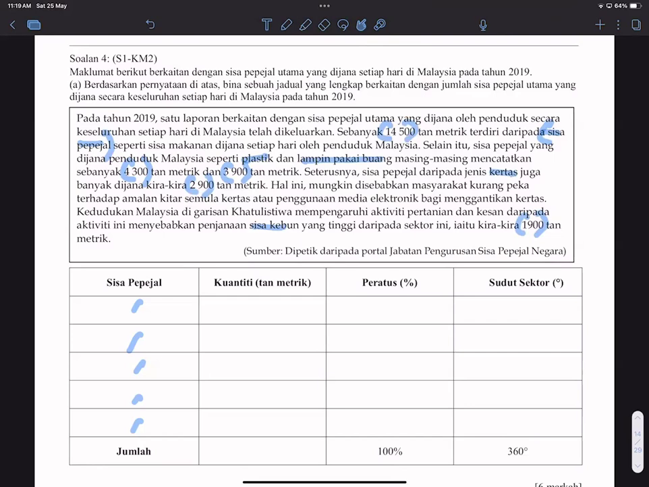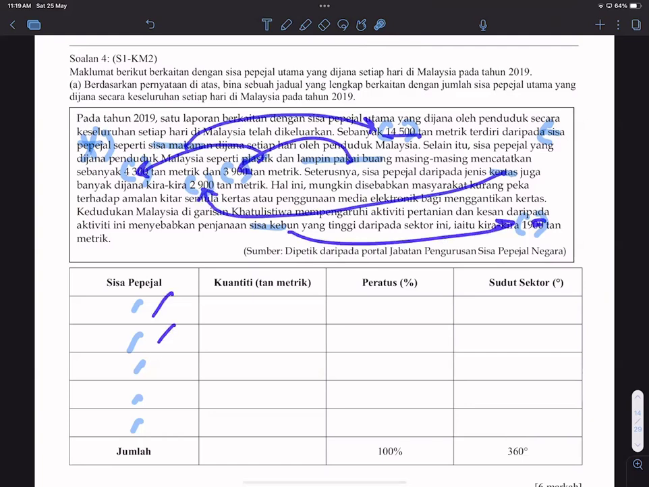So sisa pekerja or sisa makanan, up to you guys. I prefer to use sisa makanan, so do not use sisa pekerja. Sisa makanan for 14,500. Okay, plastic for 4,300. Lampin pakai buang is 3,900. And then the kertas for 2,900. The last one will be the sisa kebun 1,900. So 1, 2, 3, 4, 5 data.